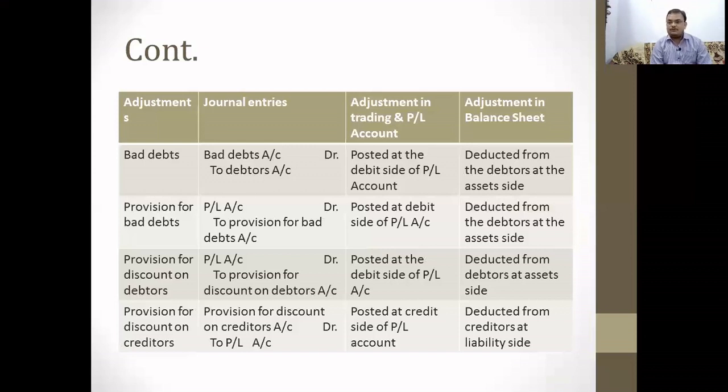Provision for discount on creditors, if there is a provision for discount on creditors, so discount on creditors account debit to profit and loss account, and it should be credited at the profit and loss account and deducted from the amount of creditors at the liability side.